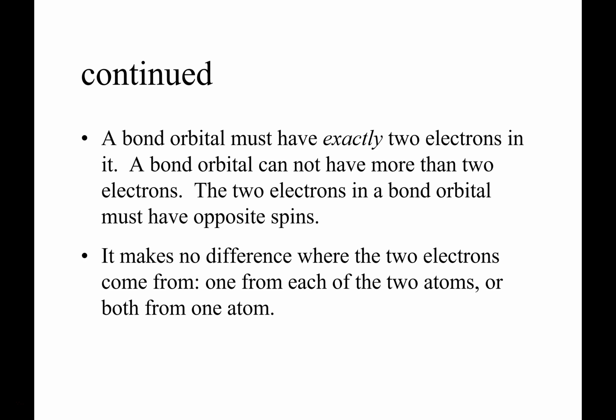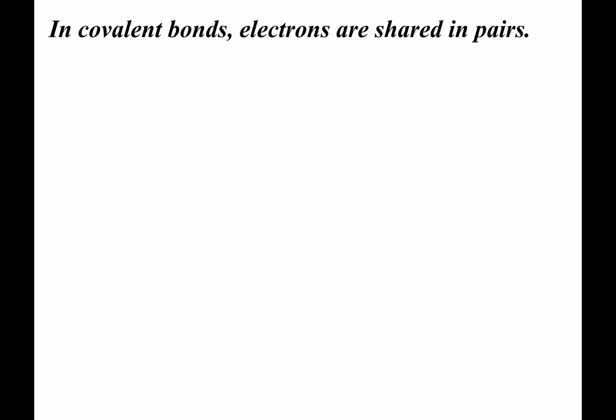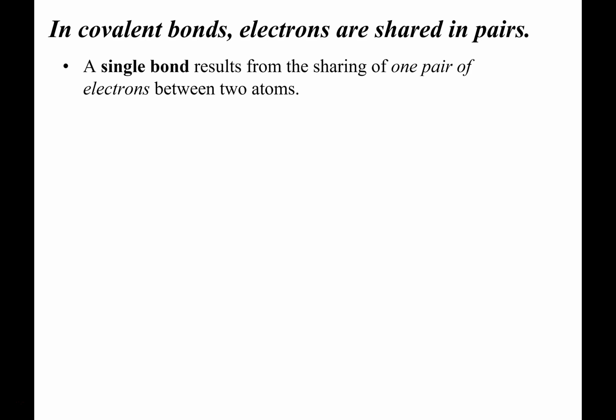In this case, I picked on water on purpose. Of the 2 electrons being shared to make that covalent bond, 1 electron comes from the hydrogen and 1 comes from the oxygen. That doesn't have to be that way. Sometimes both electrons in that bond orbital came from the same atom. So in covalent bonds, electrons are shared in pairs, 2 electrons.